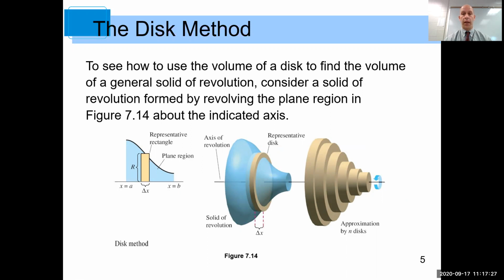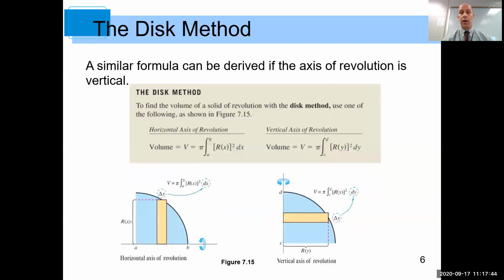So what we could do is revolve this entire region. Now we're looking at the middle picture. It almost looks like a Hershey's Kisses shape. Instead of thinking of that as a nice smooth curve, we could think of it as a bunch of disks that we're using to approximate it. And of course, if we increase the number of disks, we're going to get a better approximation.